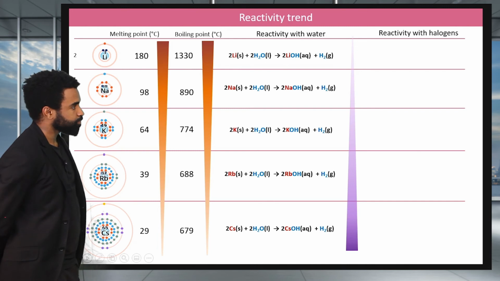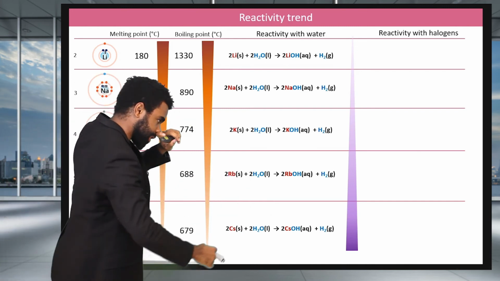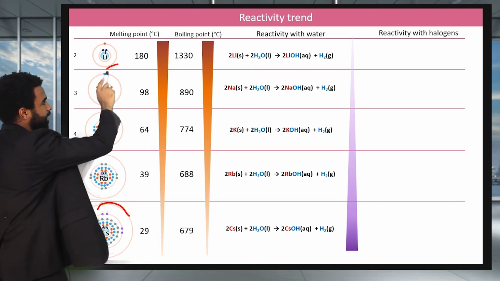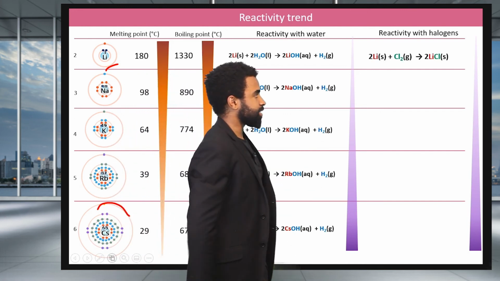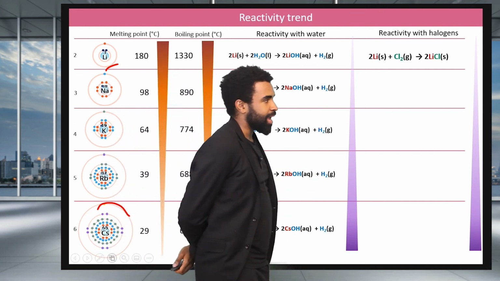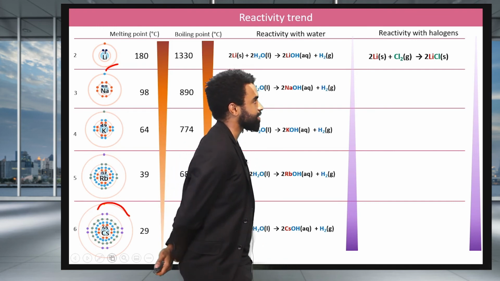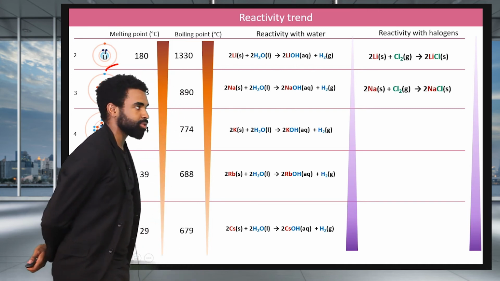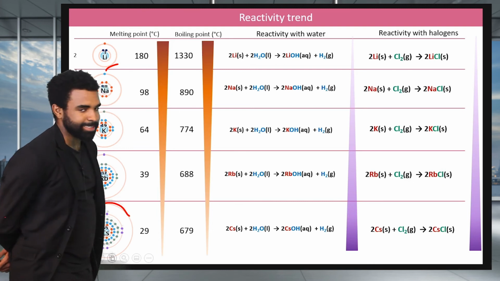What is the trend? The trend, of course, is that it gets more reactive as we go downwards. The same thing with the water. So this one is more reactive than that one, and therefore we should have a similar situation for the reactivity with halogens. The equations look more or less the same. There's lithium with chlorine, and sodium with chlorine is the same. You just switch out the alkali metal, and potassium, rubidium, and cesium.